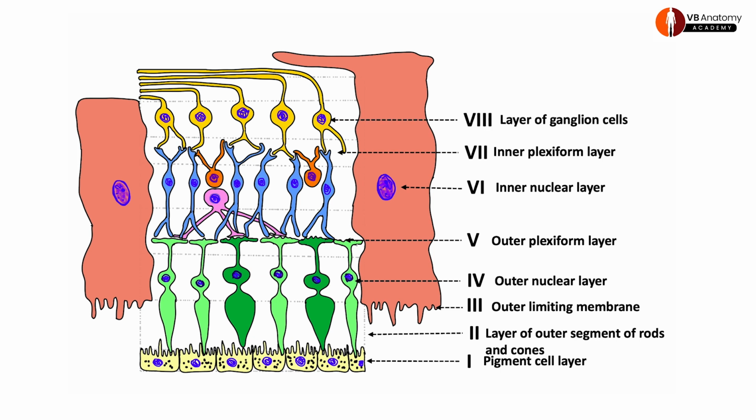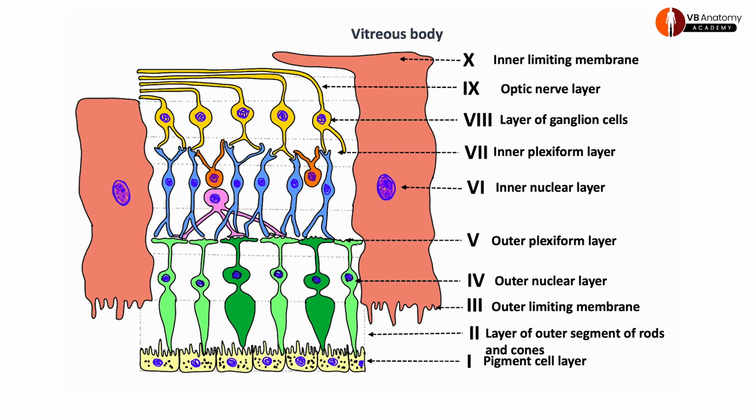The layer of ganglion cell forms the eighth layer. The optic nerve fiber layer forms the ninth layer. And finally, the innermost membrane of the Mueller cell forms the inner limiting membrane, which is the 10th layer of retina, separating the retina from the vitreous body. So this was the diagrammatic representation of retina. Let's now draw the H&E diagram.